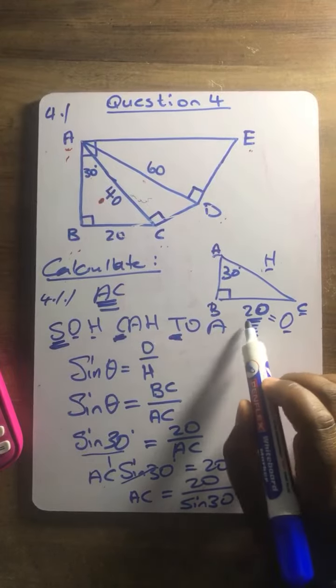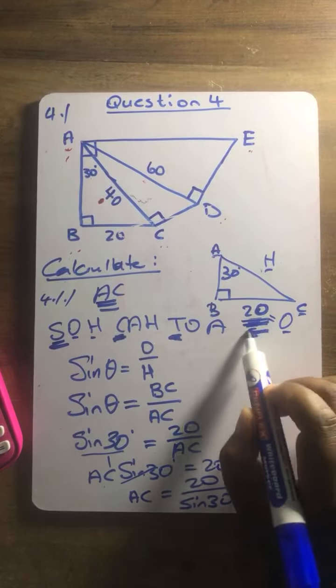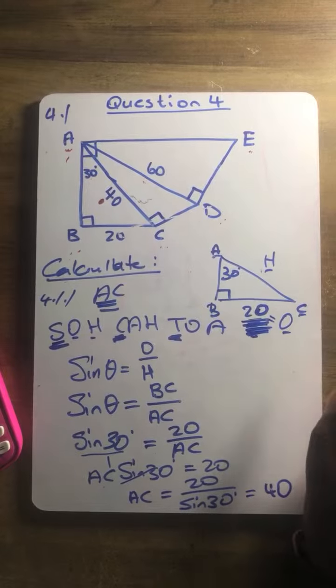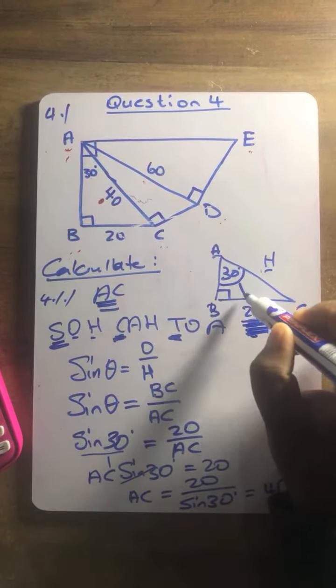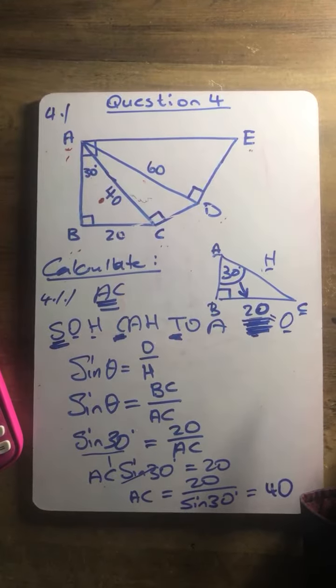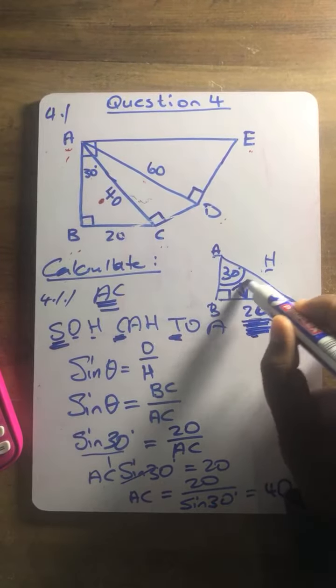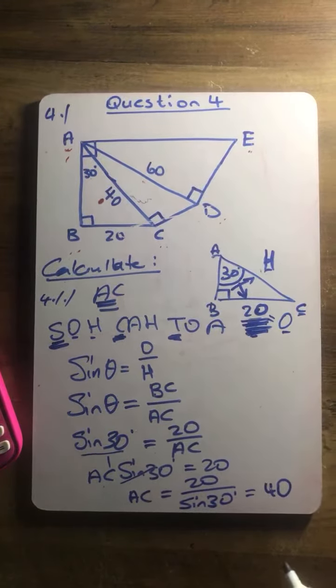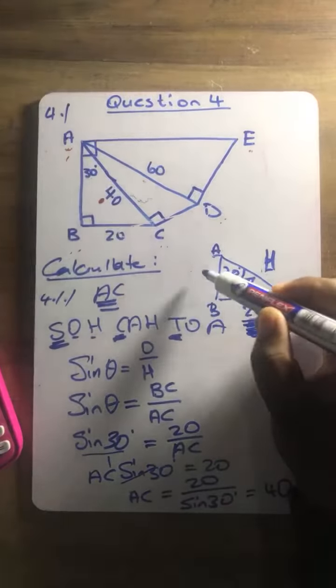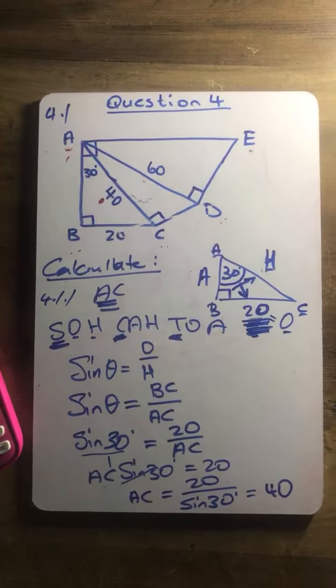Some of you assumed this to be adjacent. This is not adjacent. It depends on the reference angle. If the reference angle is there, that means the side opposite to that reference angle is opposite. The side opposite to the 90 degrees is our hypotenuse. So that means this would be our adjacent. I hope that makes sense, honorable members.